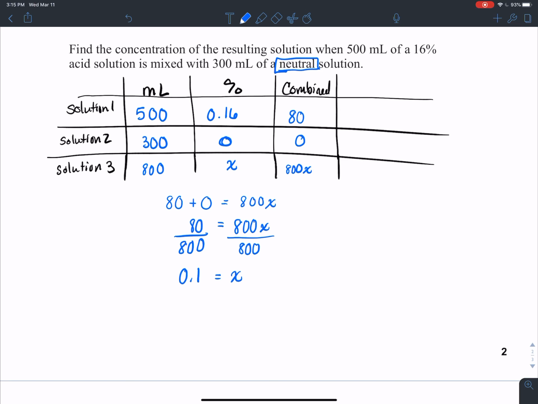Now remember, this is our percent in decimal form. So the last thing I have to do is turn that decimal into a percent. I can do that by bumping my decimal point 2 places to the right, or by multiplying by 100%. Either way, that tells me that we have a 10% acid solution.